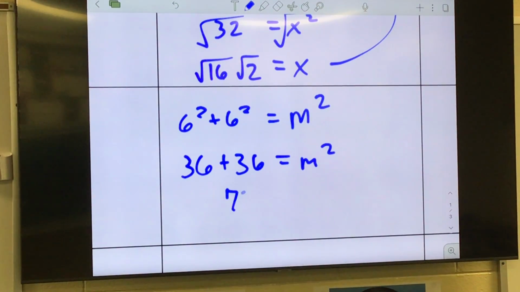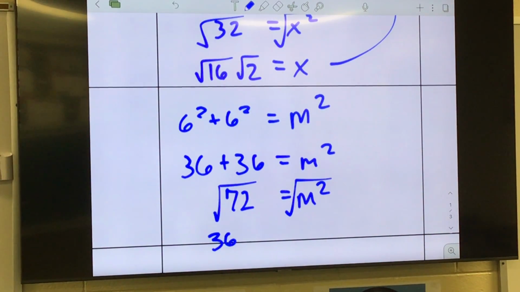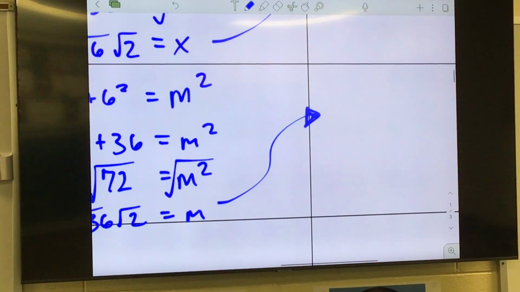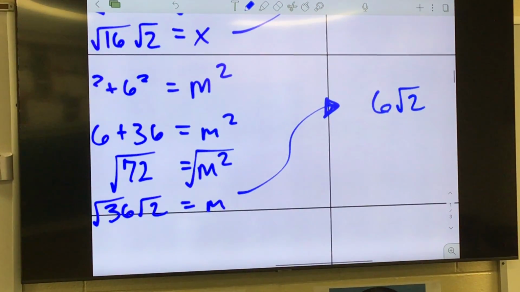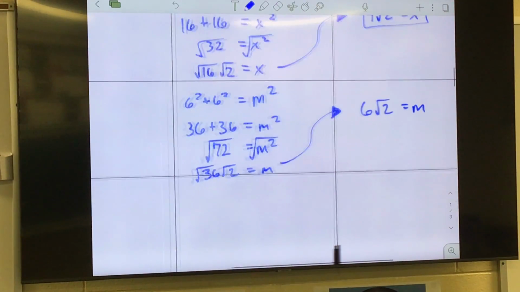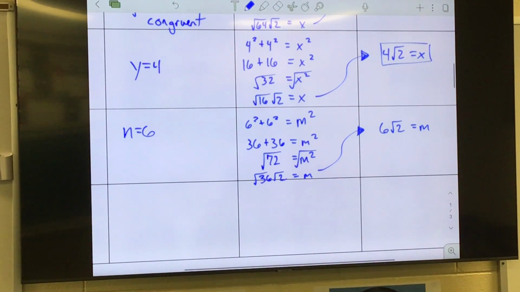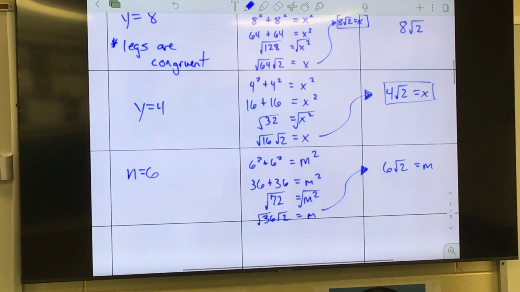36 plus 36 is 72. Take the square roots. 36 and 2 go into it. Square root of 36 is 6. So the radical 36 simplifies to 6. There's my hypotenuse. What were our legs again on that one? 6. What's our hypotenuse? 6 radical 2, right? Are all of them like that? Yes. All 45, 45, 90.